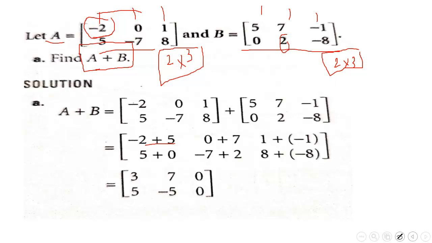Okay, so we have two conditions to add or subtract between two matrices. The first condition, they have the same system. The second one, to add, the element inside the matrix is added or subtracted with the element of the second matrix in the same position.